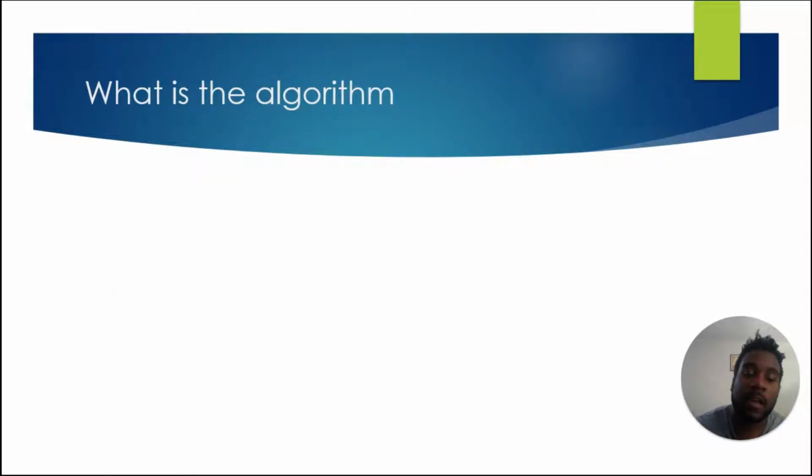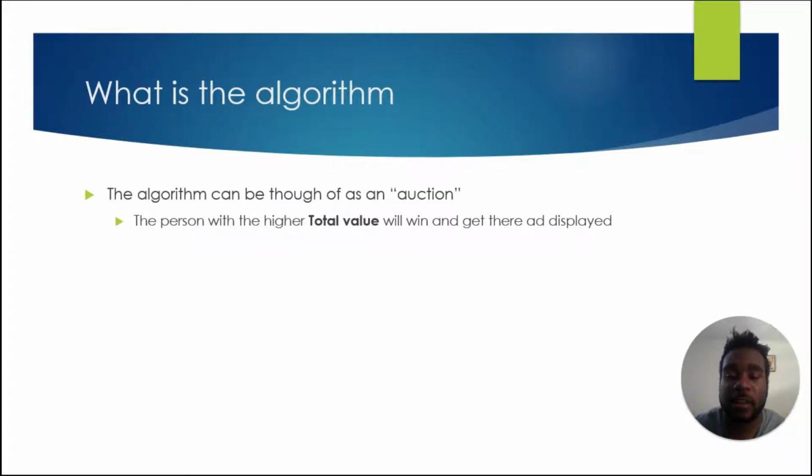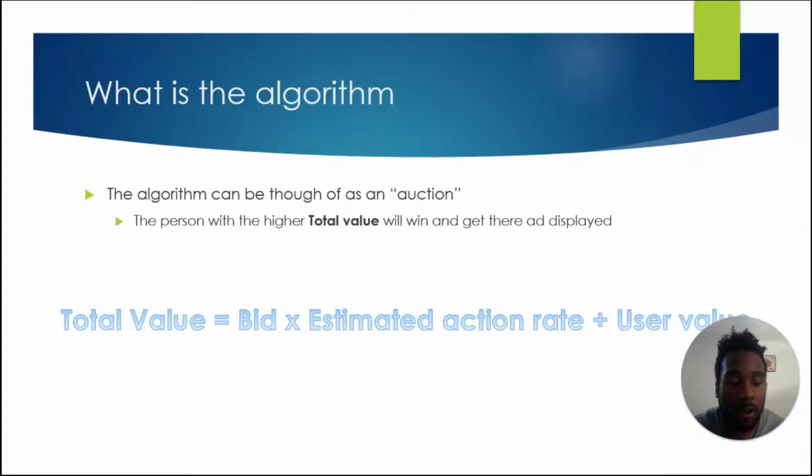So what exactly is this Facebook algorithm? What are the details about it? You can think of the algorithm as an auction. The person with the highest total value will win and get their ad displayed. Note, I said highest total value, not the most money. So what exactly is your total value composed of?